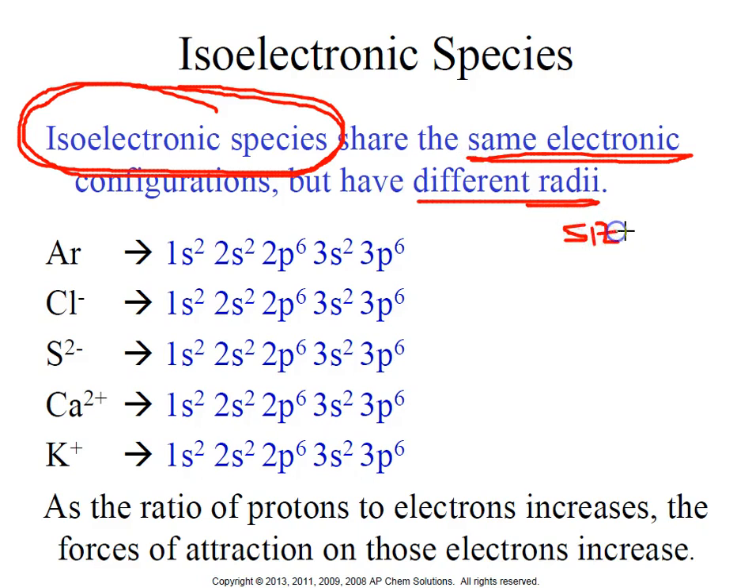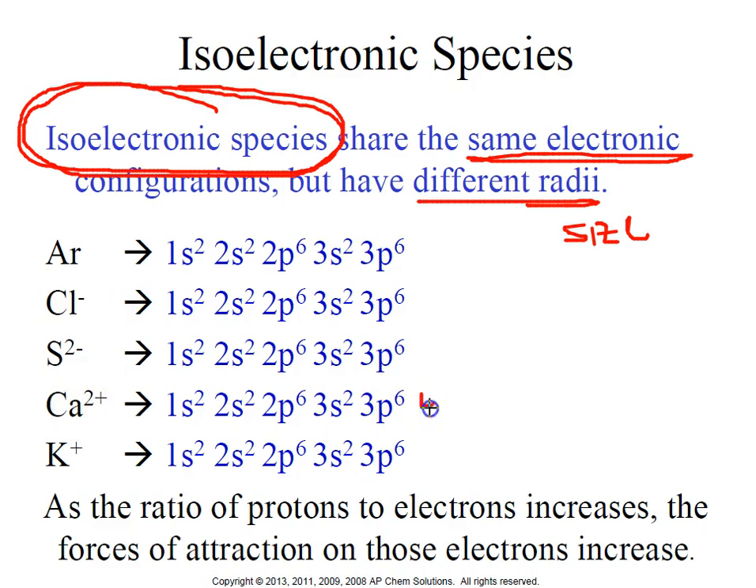For example, argon has this electron configuration: 1s2, 2s2, 2p6, 3s2, 3p6. And chlorine used to be 3p5. But if it's chlorine minus, it's gained an electron, so now it's 3p6, just like argon. Same thing with sulfur -2. It was 3p4, gained 2 electrons. Now it's 3p6. What about calcium +2?